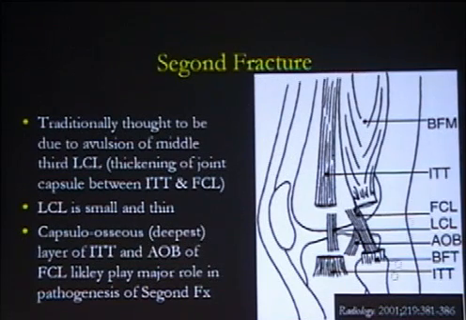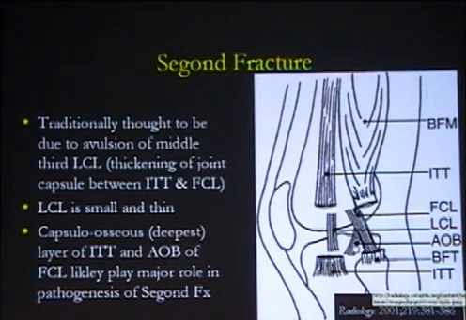Okay, now this is kind of a busy slide. And I'm not sure if it's from their article or not, but here's the fibular collateral ligament. Most of it's going to come down to insert on the fibula here, but this is a portion of it. This AOB, that's the anterooblique bundle or band of the fibular collateral ligament.